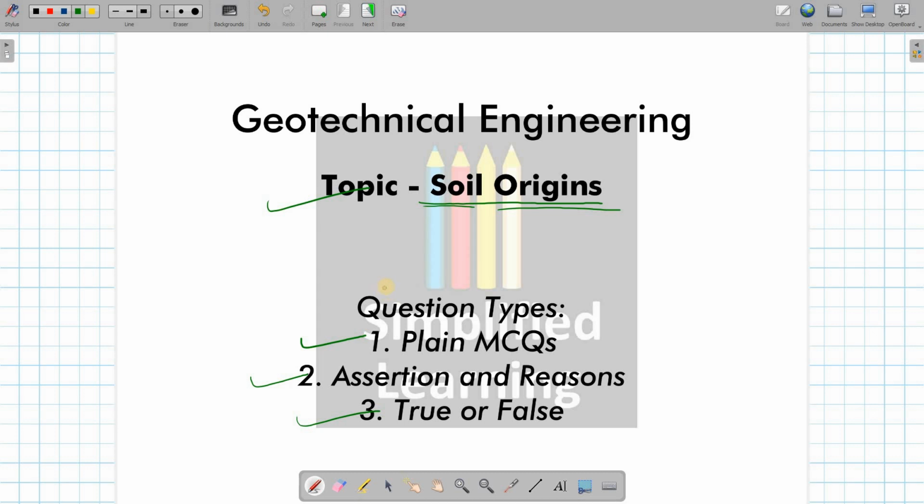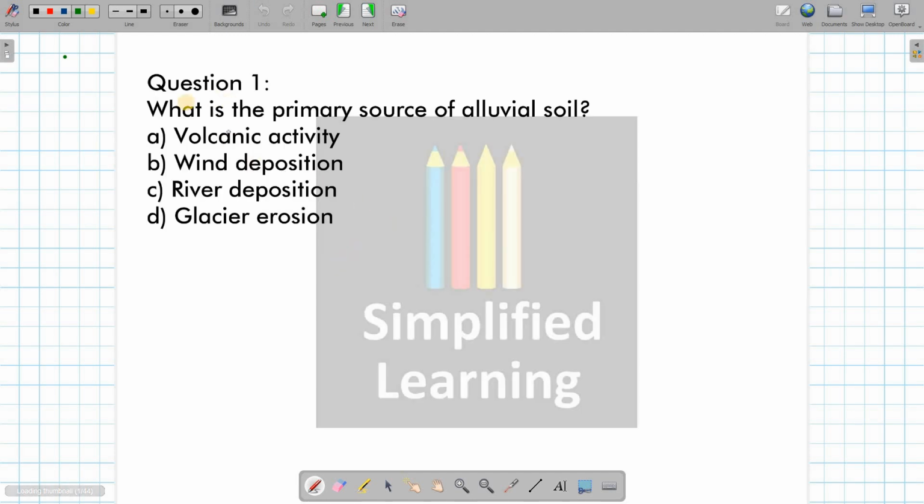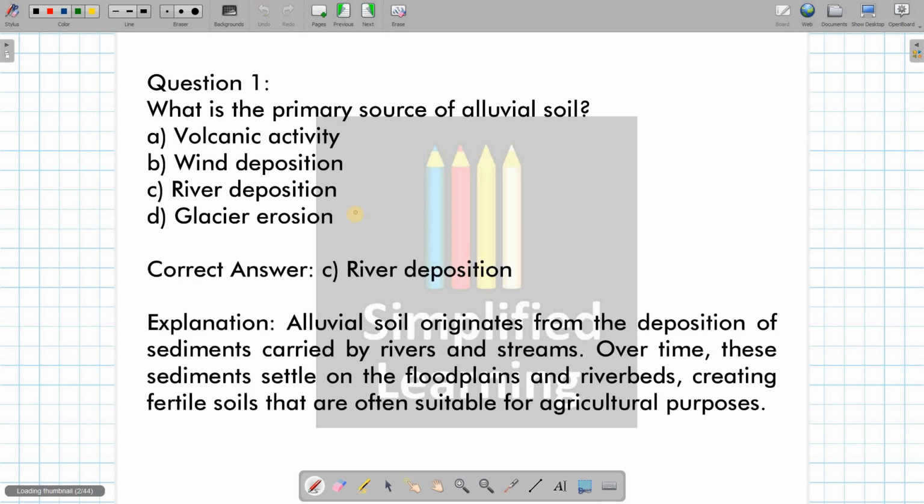We will be looking at 4 options, and out of those 4, one will be correct. So the first question: what is the primary source of alluvial soil? The options are volcanic activity, that is magma and lava and their deposition; wind deposition; river deposition by flowing water bodies; or glacial erosion. So the answer is river deposition.